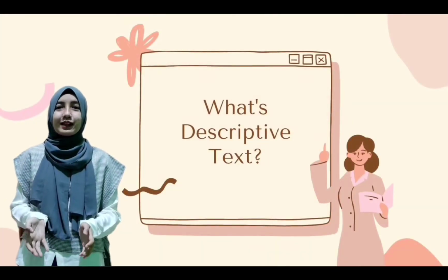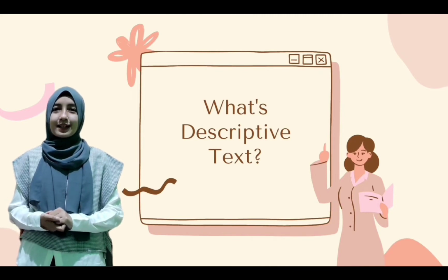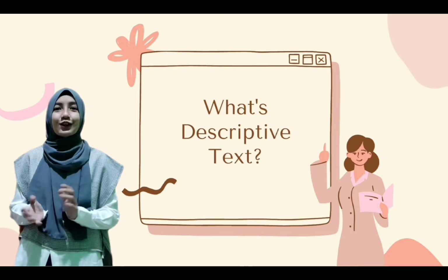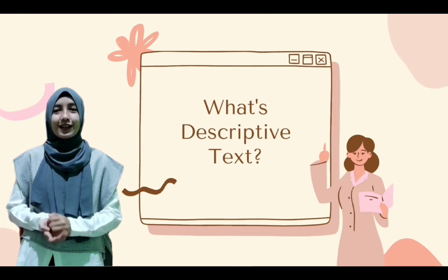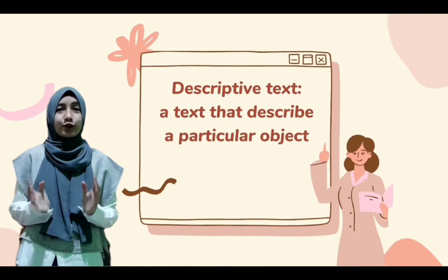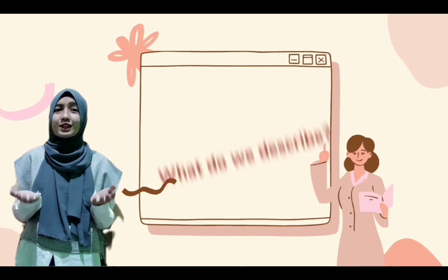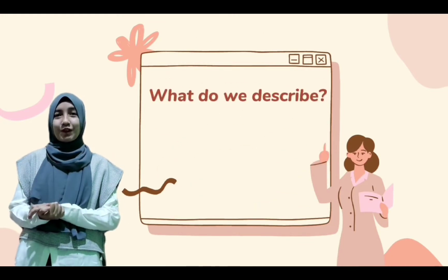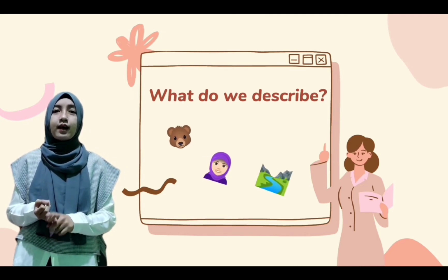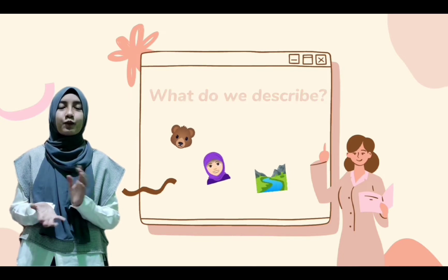Today, we are going to learn about descriptive text. You must already know about descriptive text, right? Do you know what it is? From the word descriptive, we already know that it's meant to describe. But what do we describe? In descriptive text, we can describe an animal, a person, a place, or a thing.